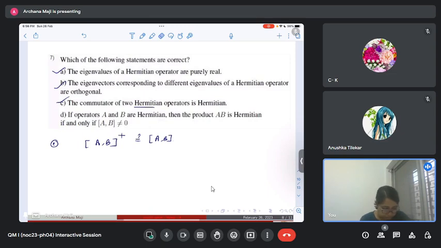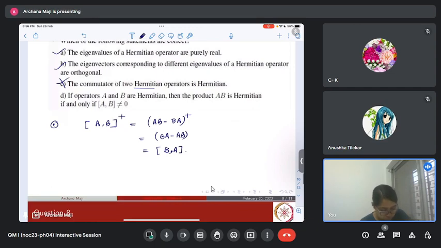Because it will become the BA commutator. So it's the thing that we just did. Take the dagger and we saw it is anti-Hermitian. It will become BA minus AB, so that is the BA commutator. So this is not correct. Okay, now D is also not correct.